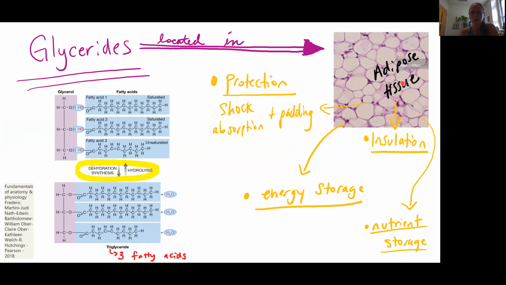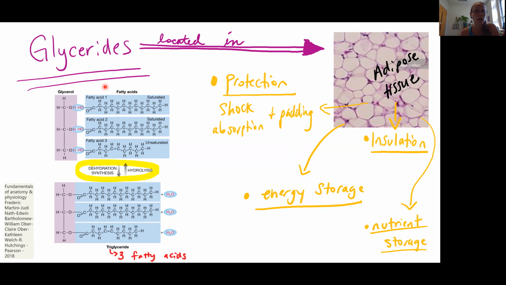Remember, we've talked about adipose tissues providing shock absorption and padding, energy storage, insulation, and we can add nutrient storage here because obviously if we're storing fatty acids and they're a source of energy, that's great. We also will have some lipid-soluble vitamins that can be stored in our adipose tissue as well.